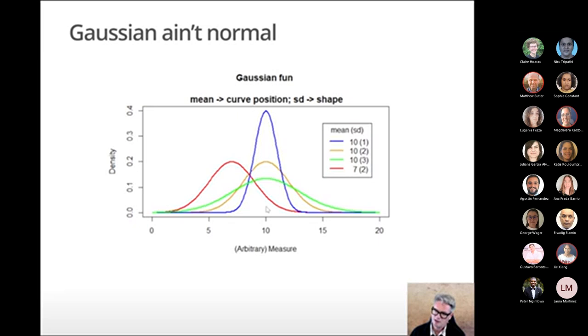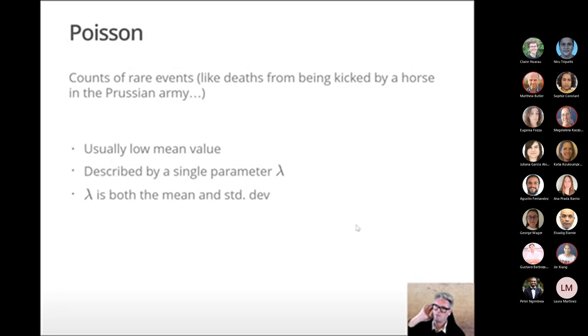And then I have this red one out here to the left with a mean of 7 and a standard deviation of 2. So it's got the same spread as the goldenrod one, it just shifts the mean. So that's how that works. That should all be pretty familiar to you.